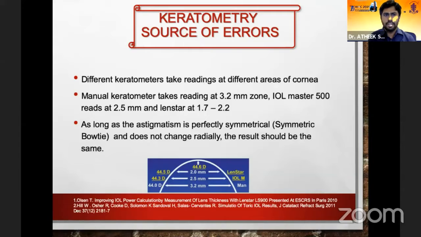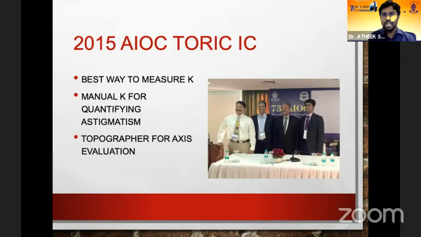The problem with keratometers is that different keratometers take readings at different areas of the cornea. So the message here is, if you do a manual K, do not take the manual K values and enter them into your LensStar or your IOL Master, because the IOL Master is designed for K at 2.5 and LensStar at 1.7. If the astigmatism is varying between the central and paracentral zones and you do this, we will end up with wrong values.